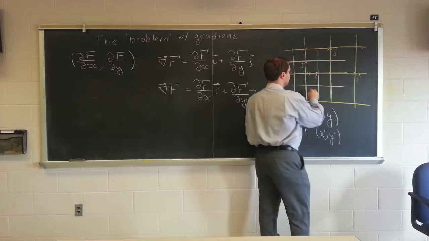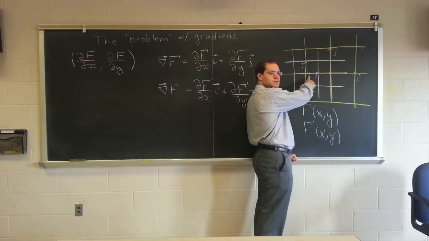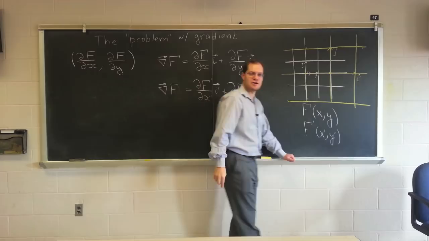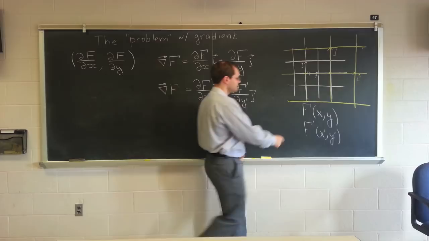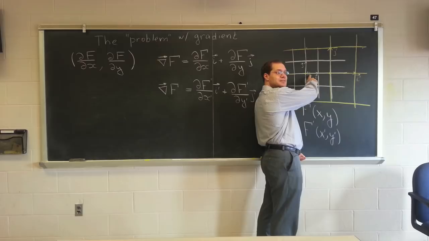That's x prime, not x1. This is x prime equals 0.1. This is x equals 0.1. This is x prime equals 0.1. It's twice as far. It's twice as big a step. So in the linear sense, the temperature will change twice as much when you take the same step in x prime as opposed to x.